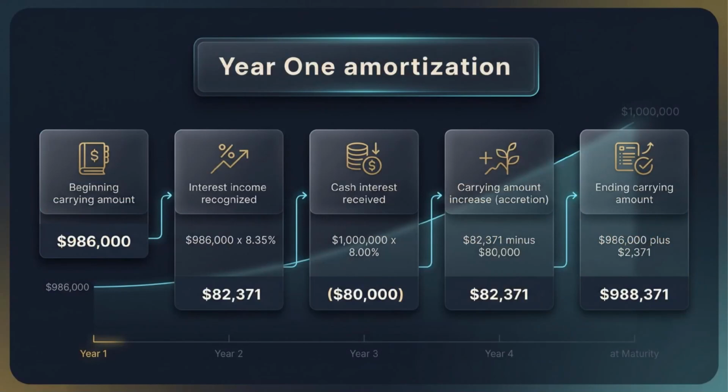In year one, the lender applies the 8.35% effective yield to the beginning carrying amount of $986,000. That gives interest income of about $82,371. Cash interest received is only $80,000 based on the 8% stated coupon. The difference, $2,371, increases the carrying amount. The ending carrying amount becomes $988,371. Over the loan life, this accretion brings the carrying amount back to $1 million.